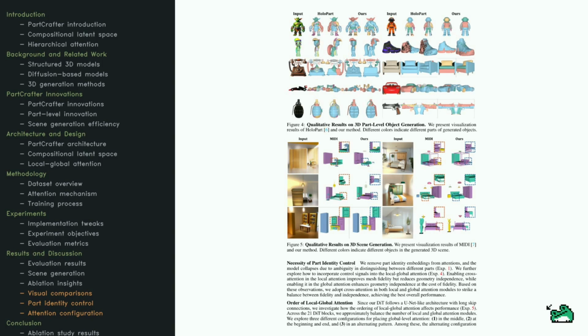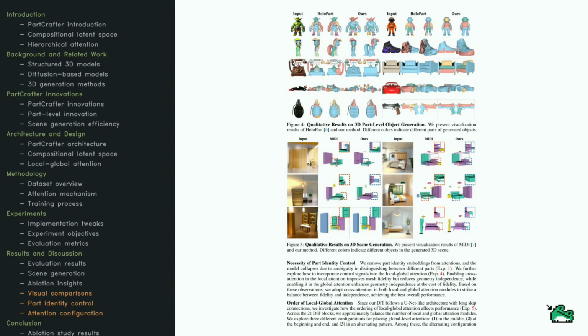Now let's talk about part identity control. When identity embeddings are removed, the model struggles to differentiate parts, leading to a collapse. By incorporating control signals into local-global attention, PartCrafter balances mesh fidelity and geometry independence. This is crucial for maintaining both detail and distinctiveness.